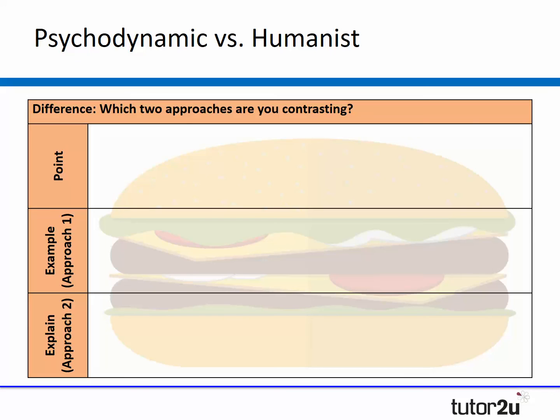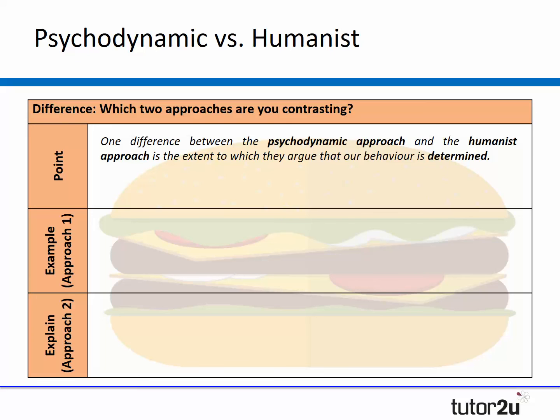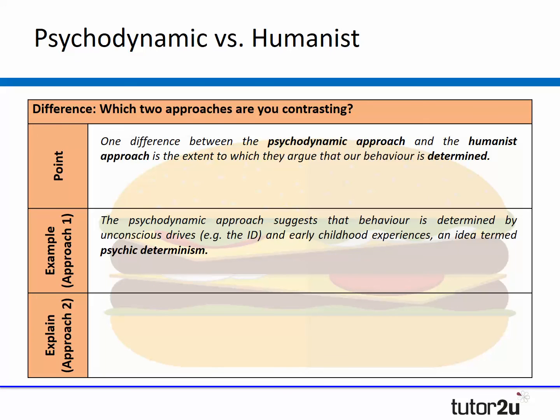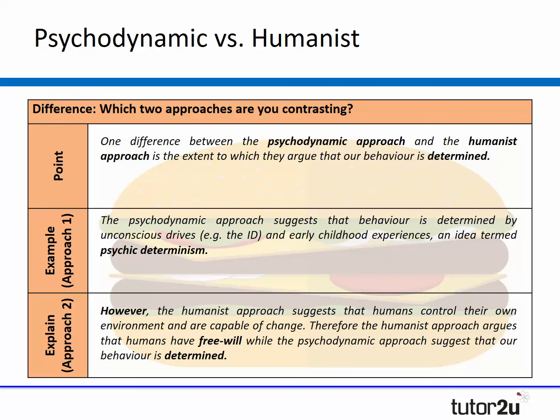Let's take one of those and put that into that Berger paragraph. Really straightforward. One difference between the psychodynamic approach and the humanist approach is the extent to which they argue that our behaviour is determined. So we're talking about free will and determinism. The psychodynamic approach suggests that behaviour is determined by unconscious drives, for example, the id and early childhood experiences, and this is an idea known as psychic determinism. And then the explain is, well, what's different? However, the humanist approach suggests that humans control their own environment. They are capable of some change, and therefore the humanist approach argues that humans have free will, while the psychodynamic approach suggests that our behaviour is determined. And it's as simple as that.